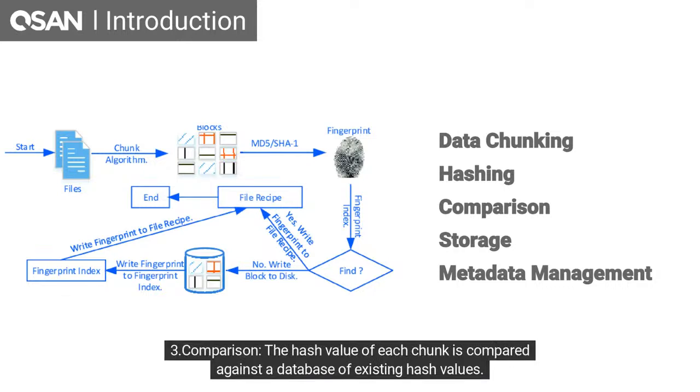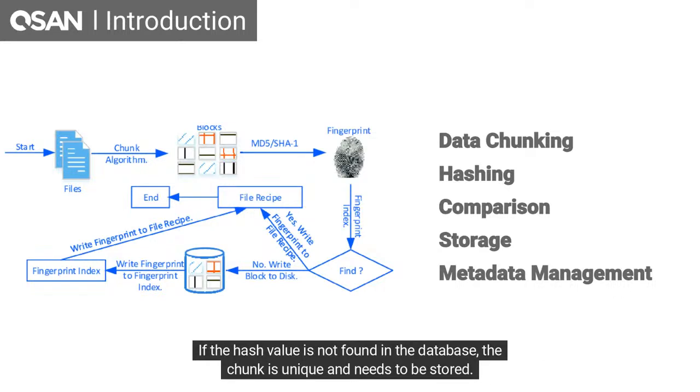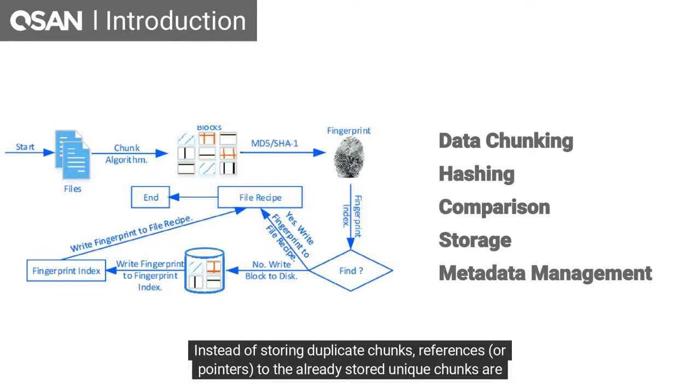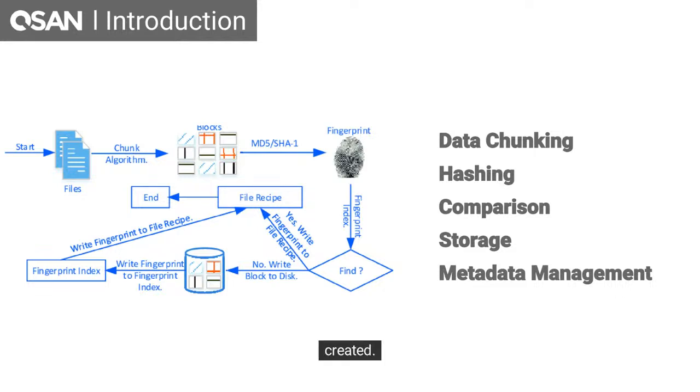This identifier represents the content of the chunk. 3. Comparison. The hash value of each chunk is compared against a database of existing hash values. If the hash value is not found in the database, the chunk is unique and needs to be stored. If the hash value already exists, it indicates that the chunk is a duplicate. 4. Storage. New chunks with unique hash values are stored in the storage system. Their hash values are added to the database for future comparisons. Instead of storing duplicate chunks, references or pointers to the already stored unique chunks are created.